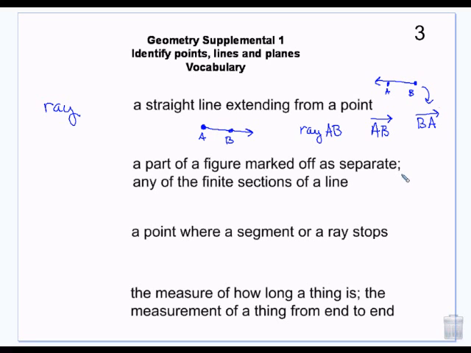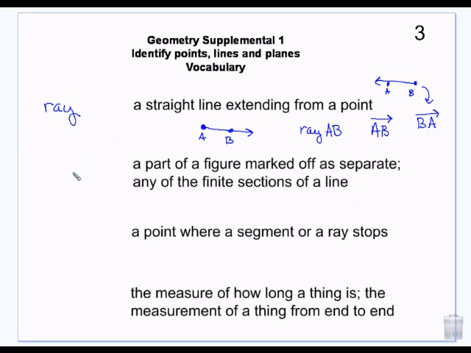Okay, so when you're talking about a line, it doesn't matter what order the letters come in because lines go on forever in each direction. But because a ray has a specific direction, the order of the letters matters. So you put the endpoint first, the second letter next, and then the arrow goes to the right. Okay? Does that make sense? Yes? No? Okay.